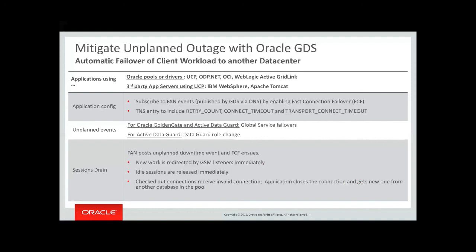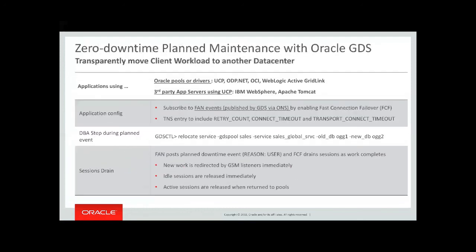So bottom line is, when these unplanned events occur, GDS will allow you to mitigate the downtime from the application perspective. You would gracefully move over from one database to another. That's the unplanned outage. What about my planned outage? So let's look at that. The same requirements from the application side and the application configuration side. I'm going to go over that again.